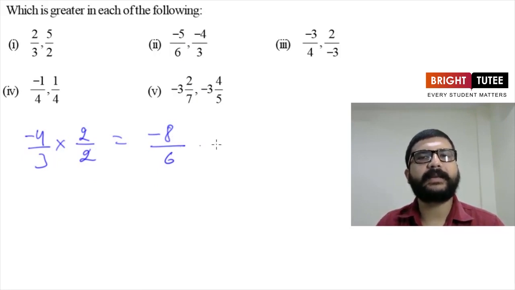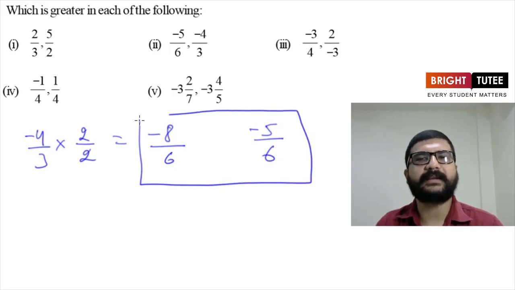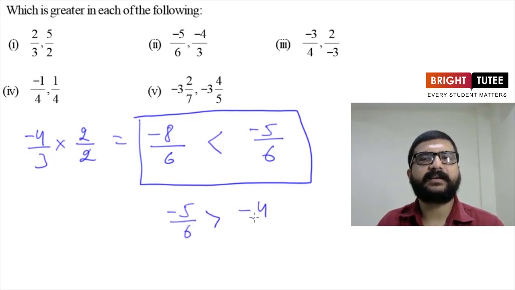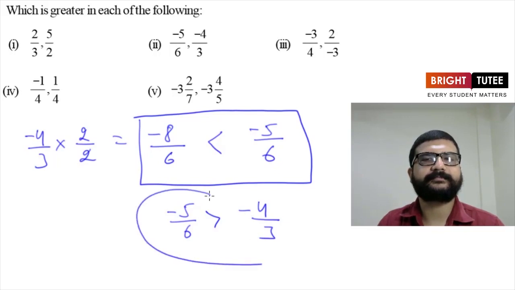Now what do you think, which one will be greater among these two numbers? The numbers are minus 5 upon 6 and minus 8 upon 6. As we know, minus 5 is greater than minus 8. So therefore, minus 5 upon 6 is greater than minus 8 upon 6. Hence, we can say minus 5 upon 6 is greater than minus 4 upon 3. So here minus 5 upon 6 is the greater number.